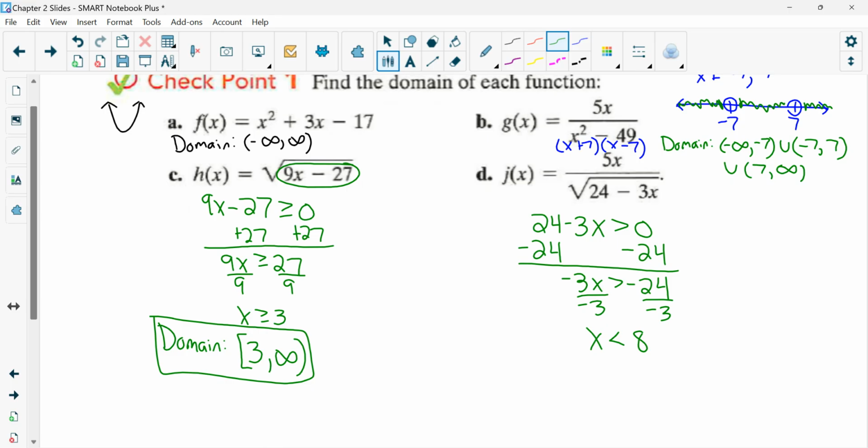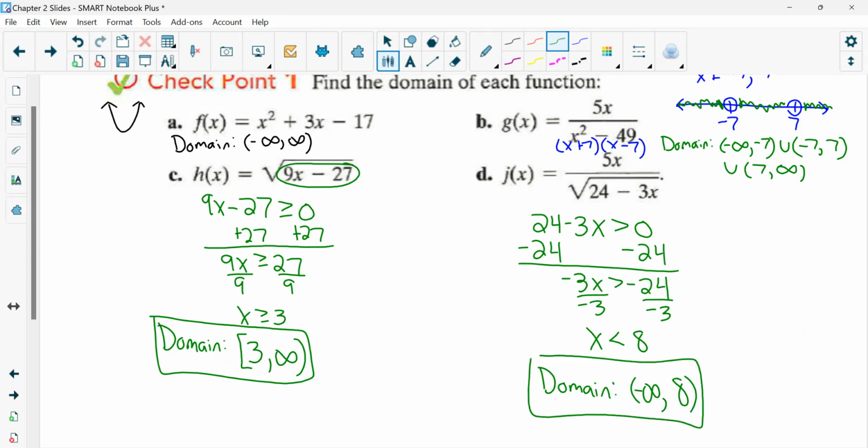So thinking about what that would look like, that means the largest number it could be is really close to 8, but not actually equal to it. So I'd have an 8 on the right side with a parenthesis, and it would go left forever. So negative infinity to 8. But again, not including 8, because if it included 8, we'd have the square root of 0 on the bottom, and the square root of 0 is 0. We can't have 0 in the bottom of a fraction.